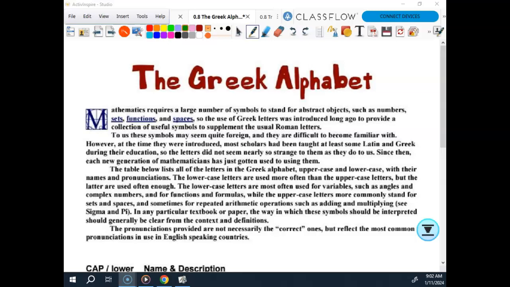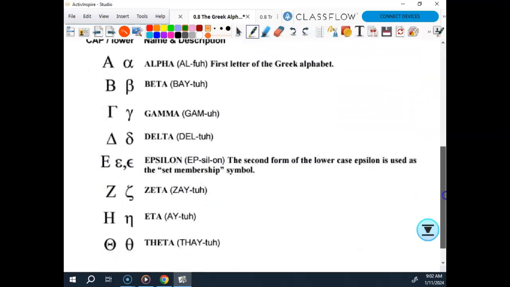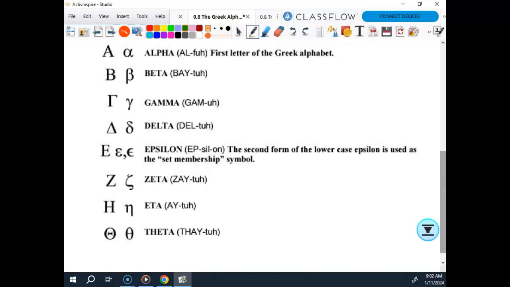Okay, we are going to start looking at the Greek alphabet, right? And if you look at the green paper you have in front of you, you should recognize some of these letters, I hope, right? Some of them look exactly like the English alphabet, yes? And some of them not so much. Some of them look just like the English alphabet.